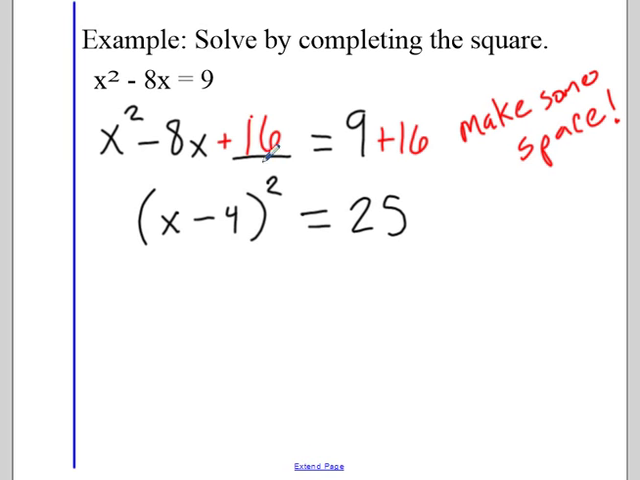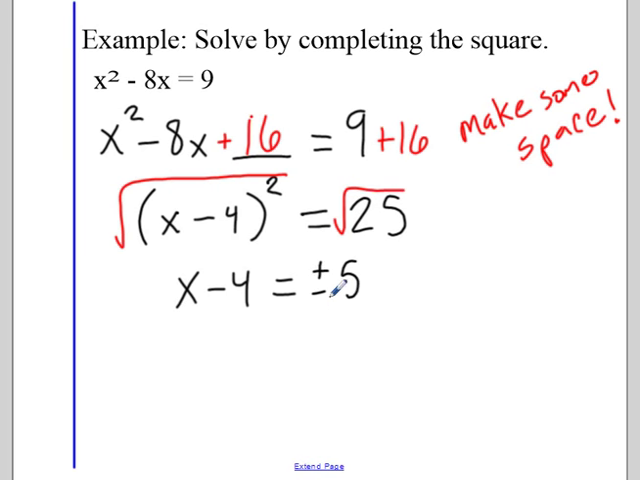Now I can undo my exponent by square rooting both sides. And I end up with x minus 4. The square is no longer there because a square root and a square are the inverse of each other. They undo each other. And my 25, just like in our early problems, is positive and -5. Two possibilities. My last step is to add 4 to both sides.